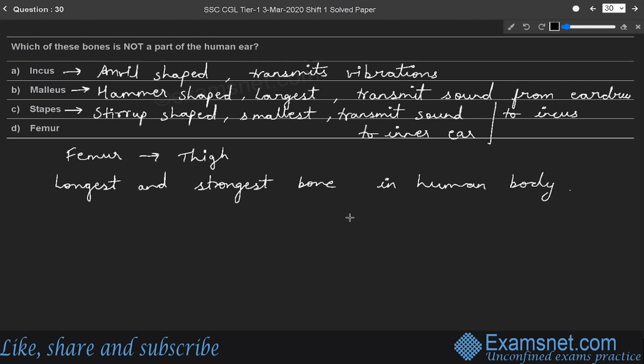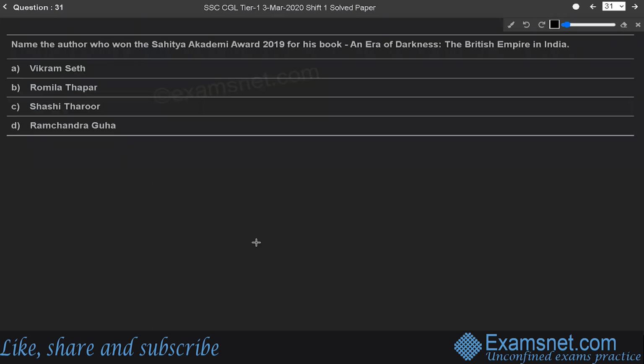So now it is very clear that femur is not a part of the human ear. So for this question, the correct option will be option D, which is femur. I hope you are clear with this question. Next question is, name the author who won the Sahitya Akademi Award 2019 for his book An Era of Darkness, the British Empire in India. The options are Vikram Seth, Romila Thapar, Shashi Tharoor, and Ramchandra Guha.